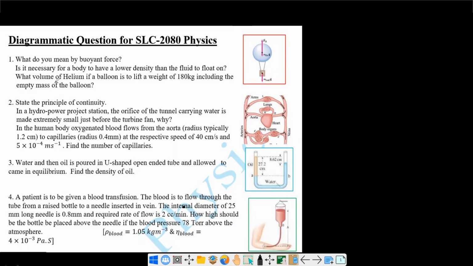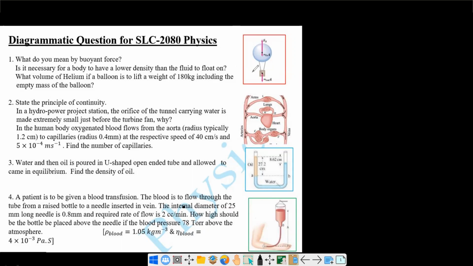The third one: what volume of helium is needed if a balloon is to lift a weight of 100 kg including the empty mass of the balloon? Here is some mass, a certain amount of mass. This mass is to be lifted by the helium. Helium has a fairly lower density than that of air. That's why we ask what volume of helium is necessary to float this mass of 100 kg, and even while lifting, the empty balloon has to be lifted too.